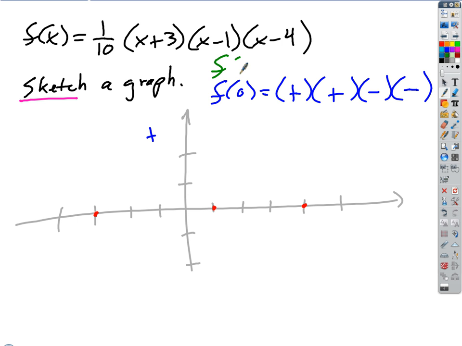So f of 3 equals positive times positive times positive times negative. So the overall sign is negative. Okay, are we done? No. Does that tell us everything we need to know? Yes, negative. Can anybody suggest another test point that we absolutely have to do?